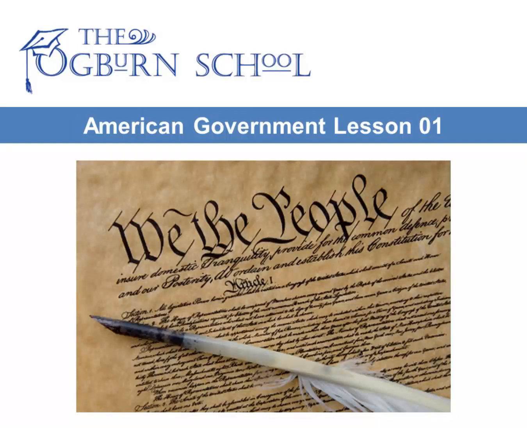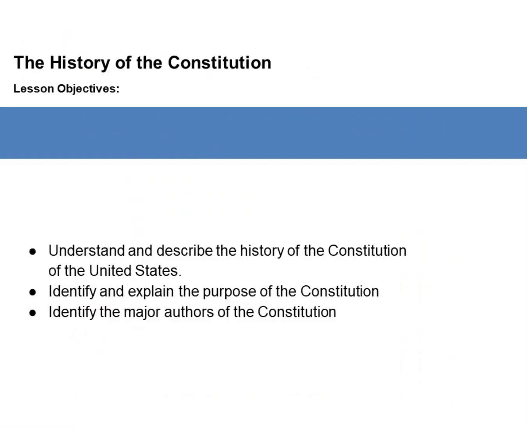American Government Lesson 1. The History of the Constitution. Our lesson objectives are: understand and describe the history of the Constitution of the United States, identify and explain the purpose of the Constitution, identify the major authors of the Constitution.